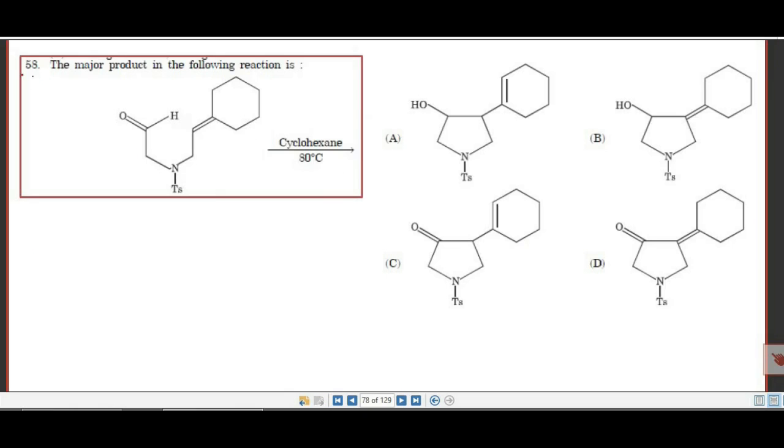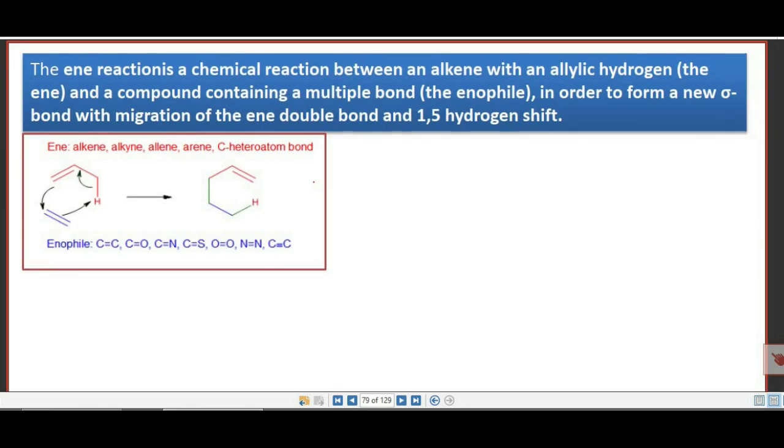Next, question number 58. The major product formed in the following reaction is. The reactant has been given. On treating with cyclohexane, what happens? Here this reaction is an ene reaction. The ene reaction is a chemical reaction between an alkene with an allylic hydrogen, the ene, and a compound containing a multiple bond, the enophile, in order to form a new sigma bond with migrating ene double bond, with a 1,5 hydrogen shift. Here it's an enophile, this is an ene. This double bond shifts here to form a new compound. This is called an ene reaction.